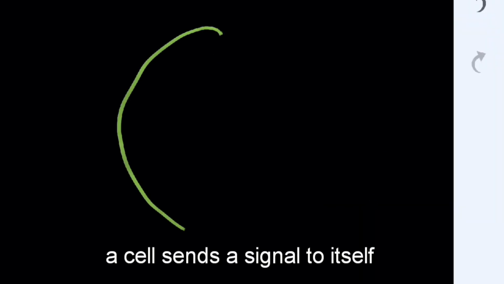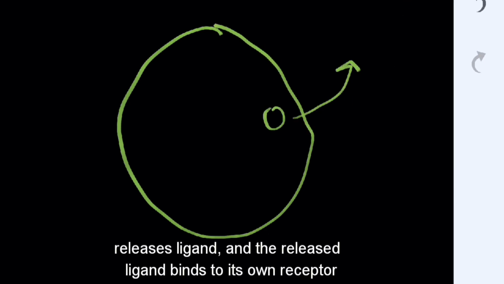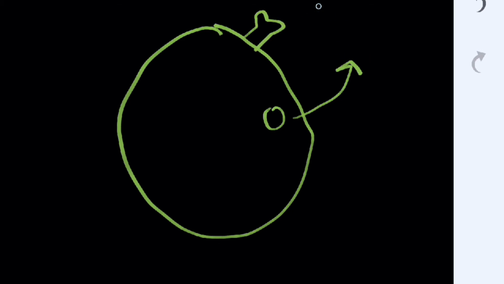Autocrine signaling, where a cell sends a signal to itself, so it releases the ligand and then the ligand released binds to its own receptor.